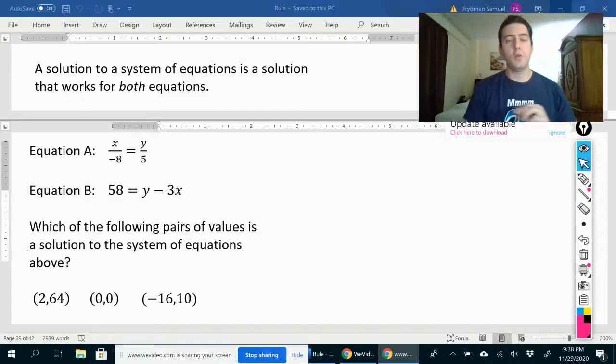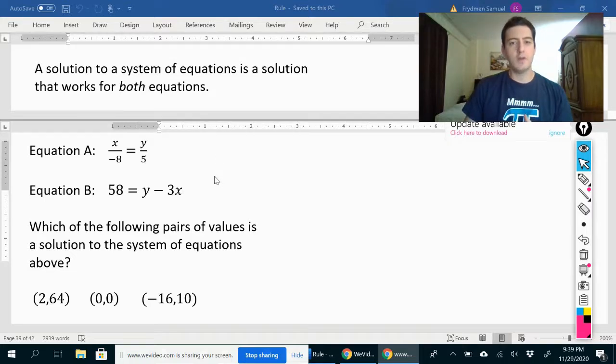Everybody, in this video, we're going to be talking about solutions to systems of equations. A system of equations just means more than one equation. So a solution to a system of equations is a solution that works for both equations. A system of equations could refer to more than two equations, but we're just going to talk about two equations here. So we're looking for a solution that solves both of them at the same time.